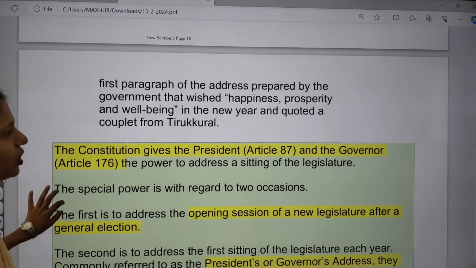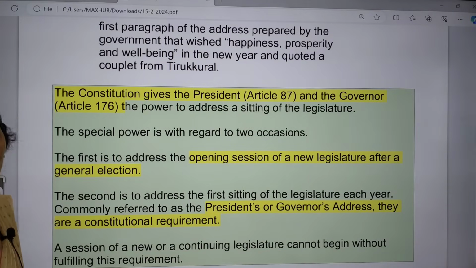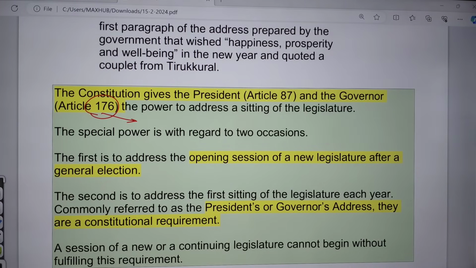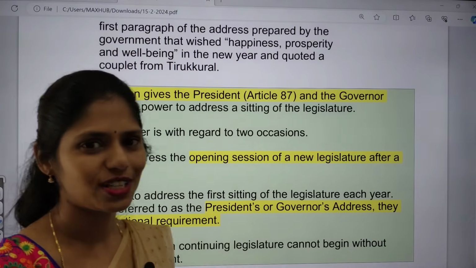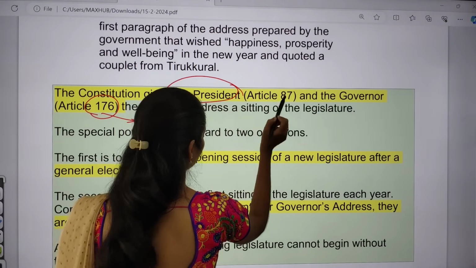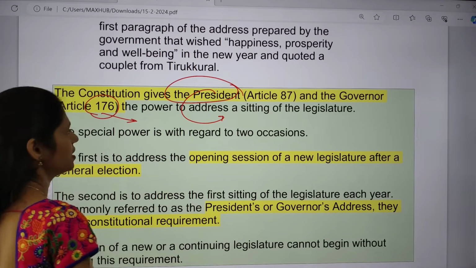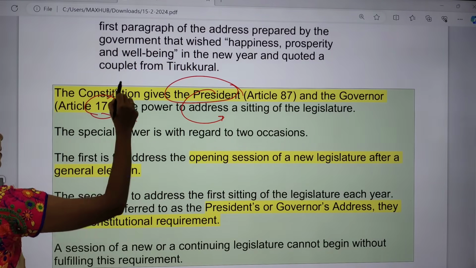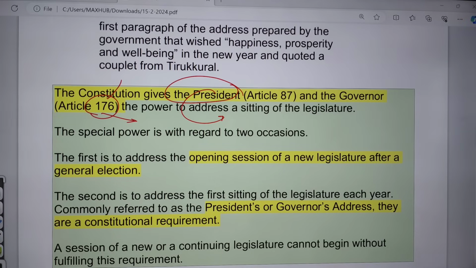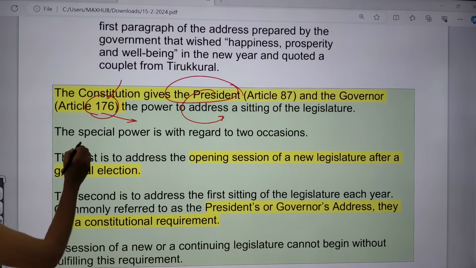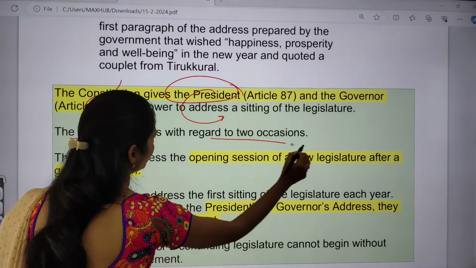If you are talking about the constitutional provisions regarding the governor's address, we have Article 176, which talks about the state legislature, and Article 87 talks about Parliament. Article 87 talks about the powers of the president regarding the first address to the house, and Article 176 talks about the address of the governor in the first session of the house. This is a special power with regard to two occasions.